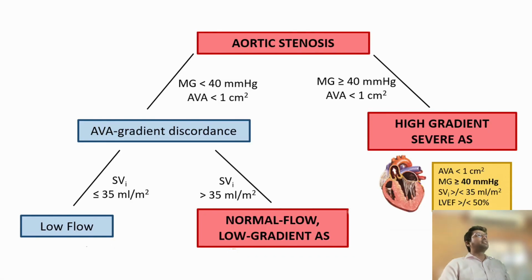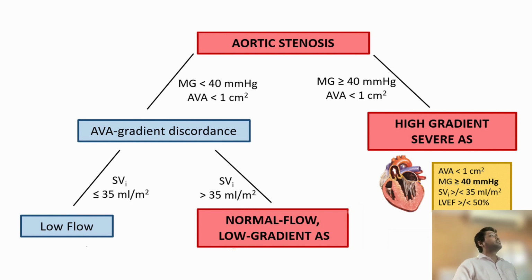This is from the JACC 2020, a flow chart mentioned here. It is better for all of you to remember that if you come across aortic stenosis and the mean pressure gradient is more than or equal to 40 and the aortic valve area is less than 1 centimeter square, it is termed high gradient severe AS. There is no question in that. If you get an aortic valve area less than 1 centimeter square and a mean gradient less than 40, these two are discordant. When aortic valve area and gradient discordance occurs, we see the stroke volume index.